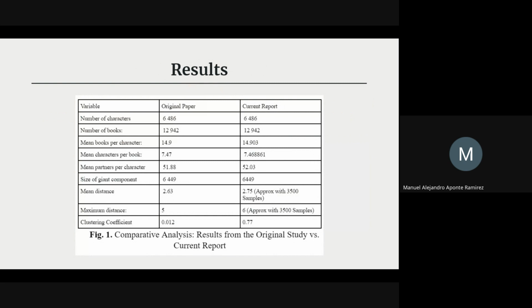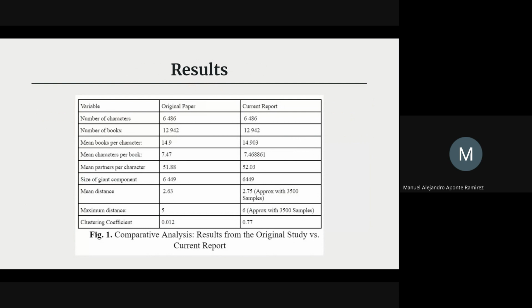So in this case, I made a sample of about 3,500 nodes to calculate the mean distance and the maximum distance. That is very similar to the original ones. And a value that differs very significantly is the clustering coefficient, which in the original paper is not too big, but in the current report is bigger.